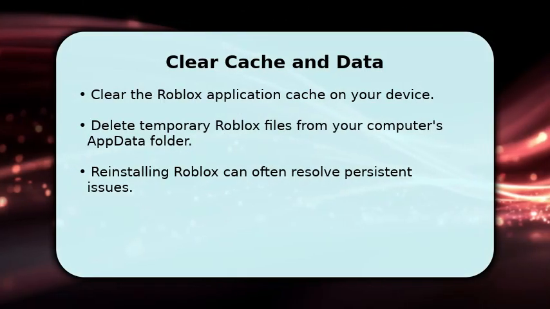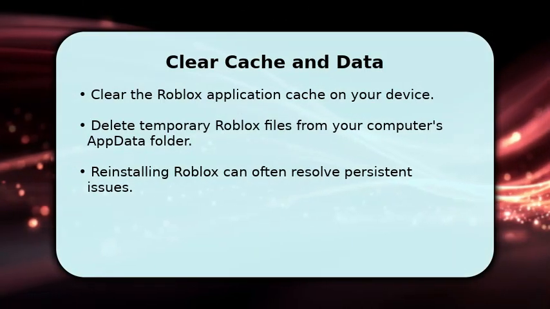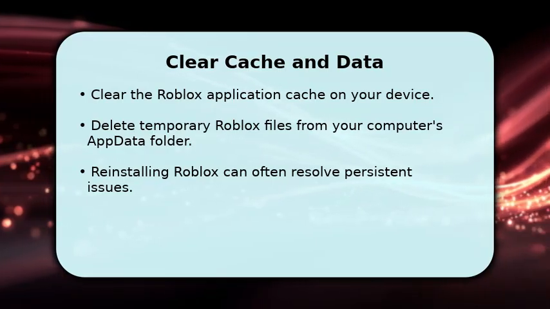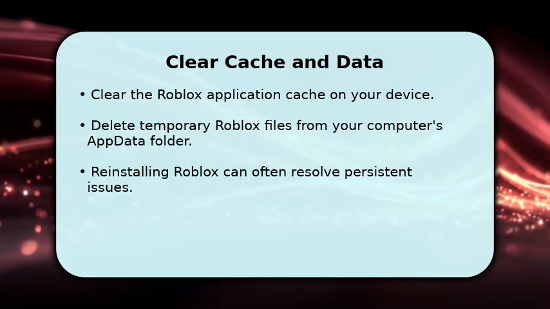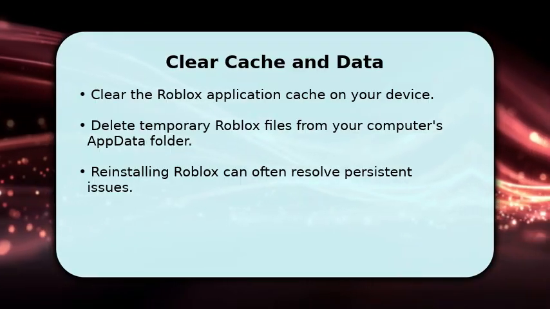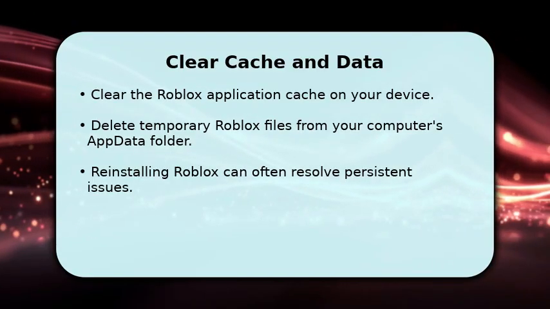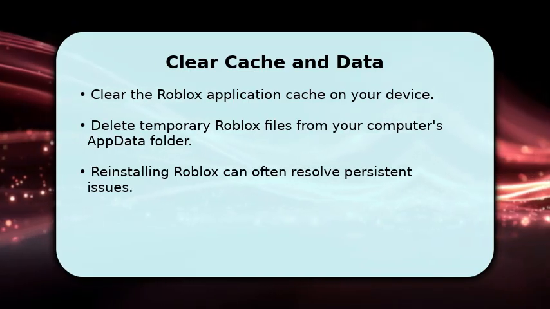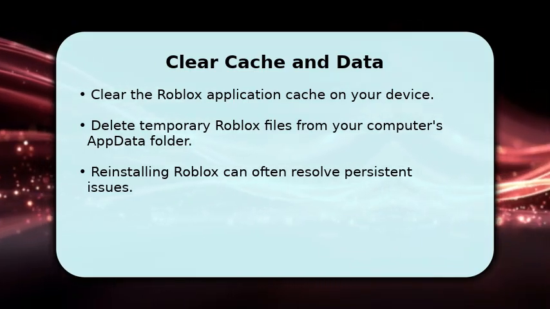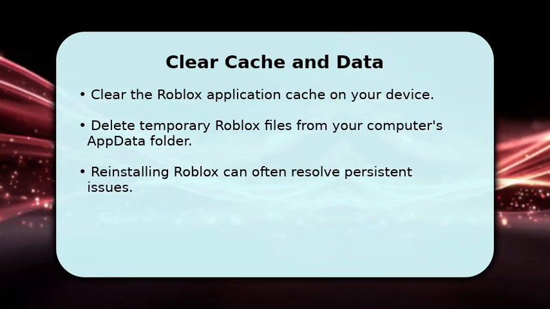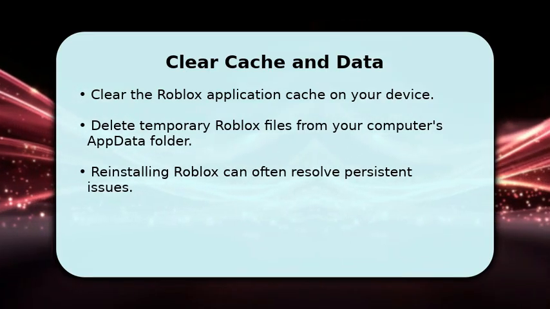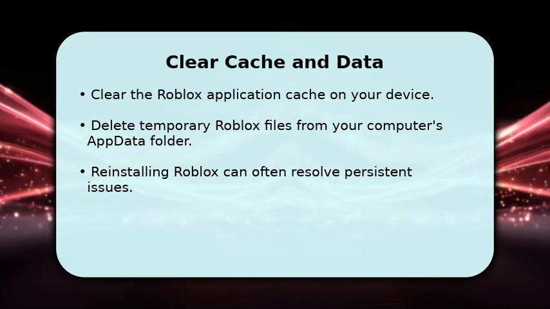If the home screen still isn't appearing, clearing your application's cache and data is a vital next step. Accumulated temporary files can sometimes corrupt the display. On your computer, navigate to the App Data folder and remove any Roblox-related temporary files. For mobile devices, clear the app cache through your settings. If these steps don't work, a fresh reinstallation of Roblox can often fix deeper problems.